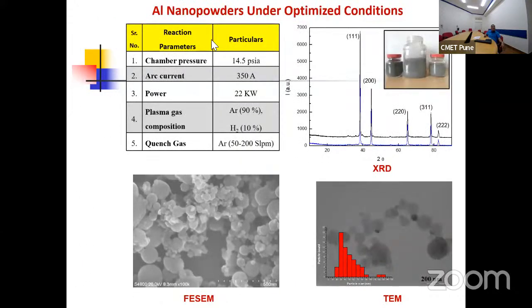These are the optimized nano aluminum powders under 14.5 psi pressure, arc current, and power. These are the XRD of those optimized nano aluminum powders. Most of the particles are showing phases, and these are the TEM images of those particles. Here one can see the peak around the 40 to 50 nanometer range.